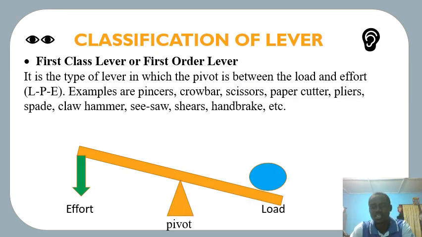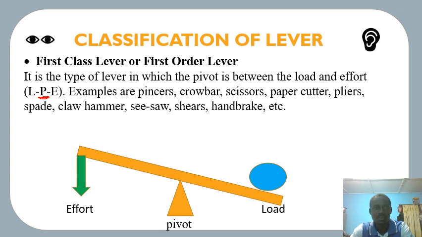So let's look at the classification of lever. The first one we call the first class lever or the first order lever. As I told you earlier on, the position of the parts will tell you the class it belongs to. So when we talk about the first class lever, it's a type of lever in which the pivot is between the load and the effort. The emphasis is on the middle one, which is where the pivot is located.